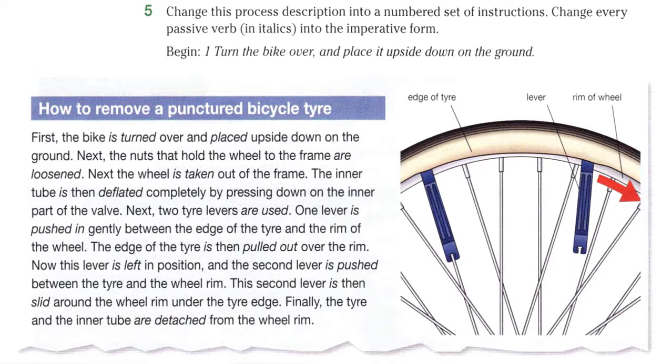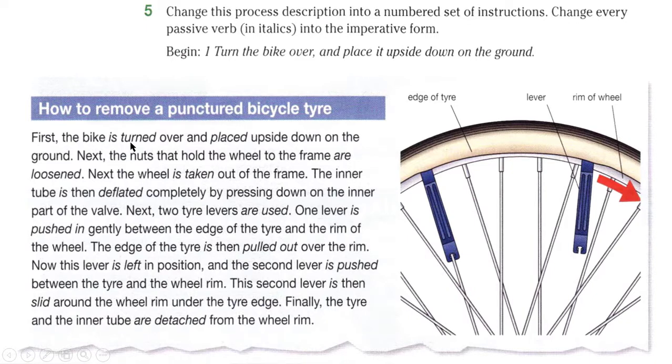Now please open your coursebook page 17, exercise 5. Change this process description into a numbered set of instructions. Change every passive verb in italics into the imperative form. Let's have a look at the process: how to remove a punctured bicycle tire.